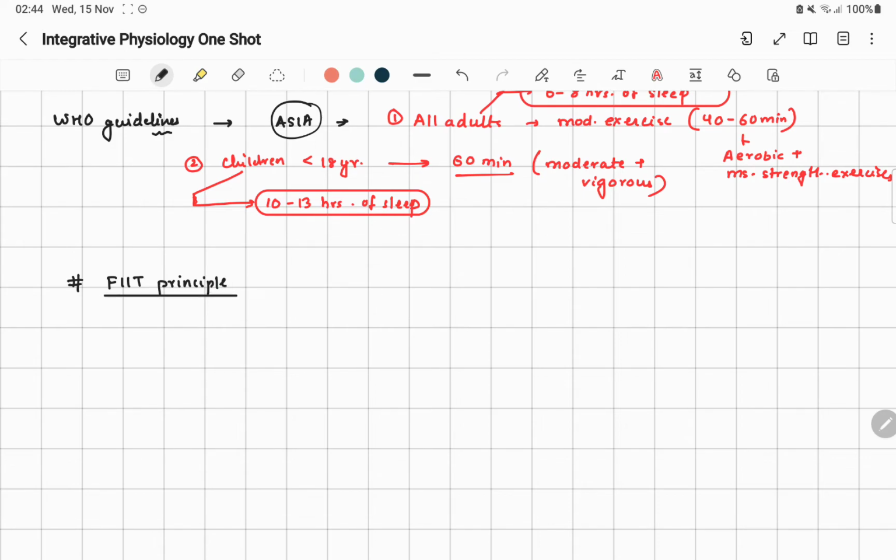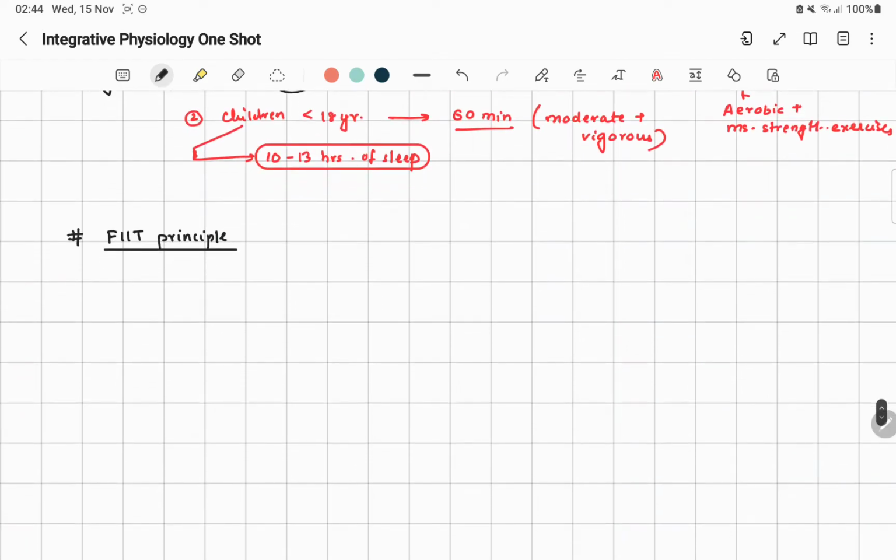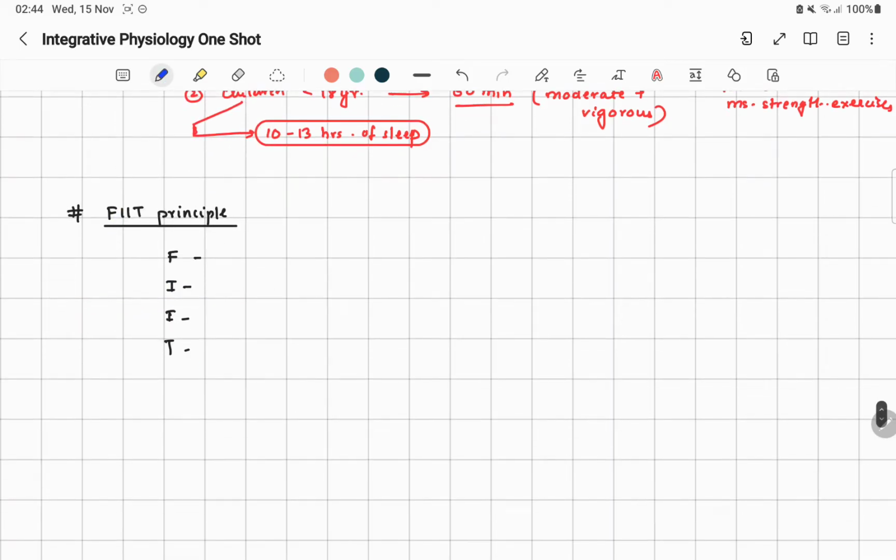So what is the FITT principle? When you prescribe any exercise to a person, you have to follow the FITT principle. First is the number of days, frequency: the number of days per week. How many days does the person have to exercise? What is the intensity of exercise? Intensity.